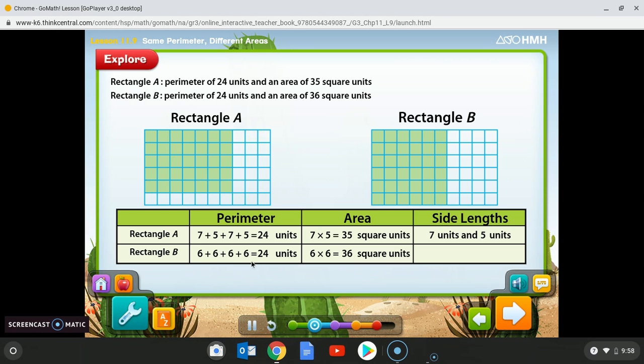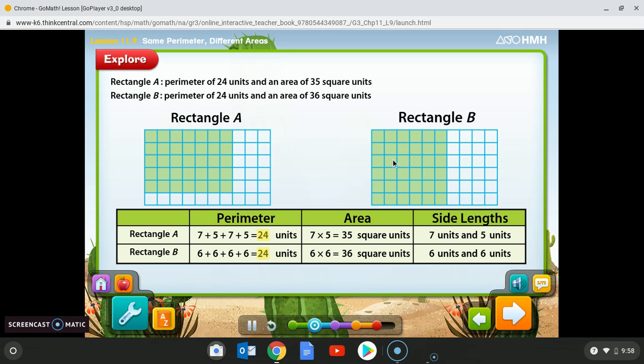My perimeter is the same, but my area is different just by a little bit. But my side lengths for this rectangle are 6 units and 6 units. So do you see how sometimes we're given the perimeter and the area, and we have to find the side lengths? So do you see how having the same perimeter means that we can also have different areas?